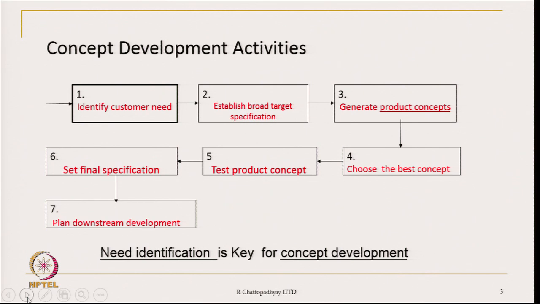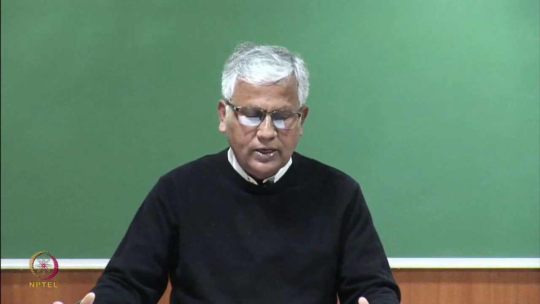After that, the third one is generate product concepts. That is, once the broad specification is ready about the product, then only we can start thinking about the different concepts that we can have. And we should generate not just one concept, we should generate multiple concepts. If you are working in a team, then each team member can generate an independent concept. That could be 3-4 concepts if the team members are 3 or 4.